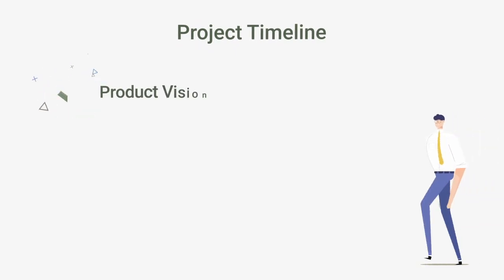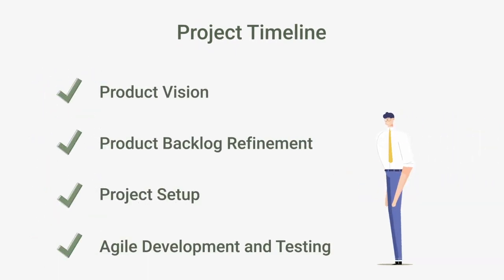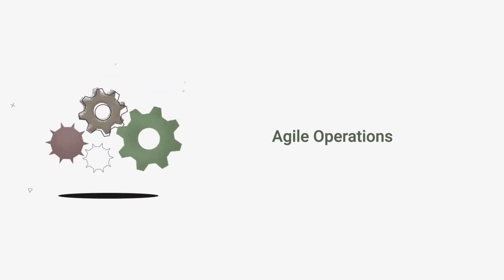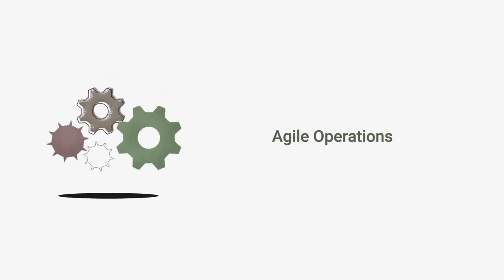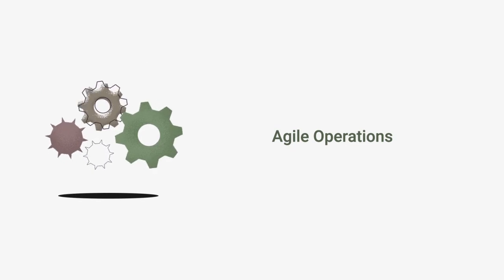You start off by defining a product vision. You then proceed by creating a product backlog in a so-called refinement. Then, you need to properly set up your project and kick it off. Agile development and testing comprises building and testing your product step by step. Obviously, once you're confident enough that your product can be released to your stakeholders, you can start rolling it out. Once your product is out there, incremental development and testing should continue as part of Agile operations. Stakeholder feedback should also play a central role here.